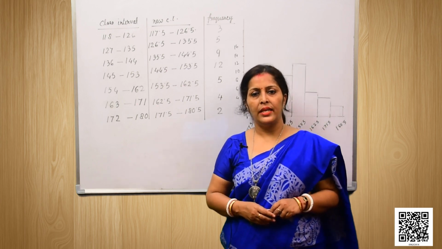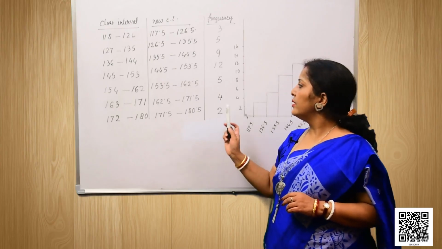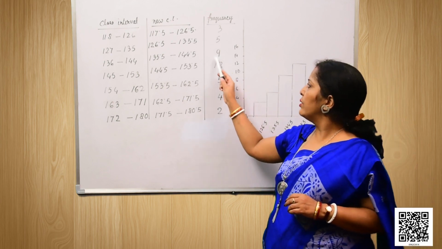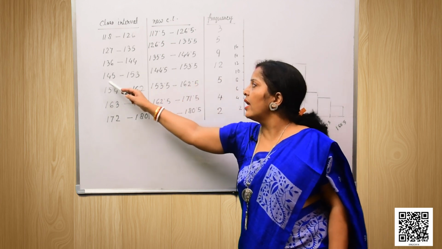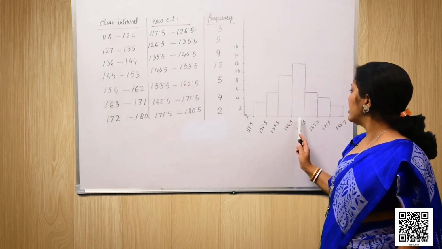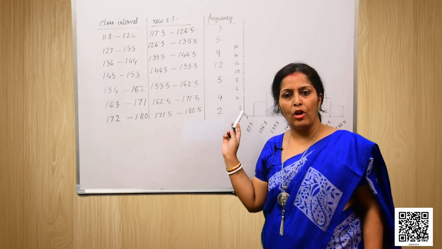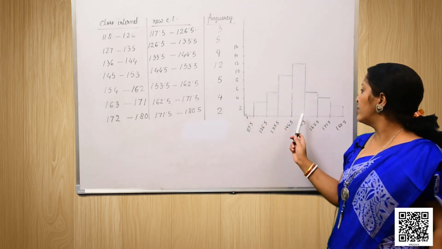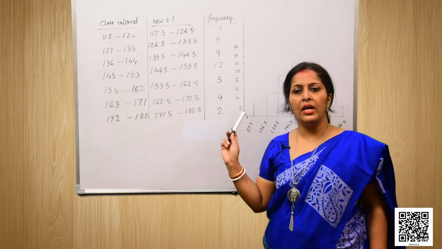Bit 3 says, is it correct to conclude that the maximum number of leaves are 153 millimeter long, and why? Now see here, the highest one is number 12. The frequency is 12 and this 12 is coming in the class 145 to 153. In the graph also you can check that this is the highest one. So we can say that the maximum number of leaves are of 153 millimeter, that is the upper one in this class interval, and this will be the tallest one.